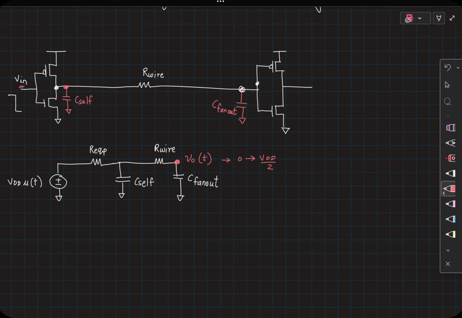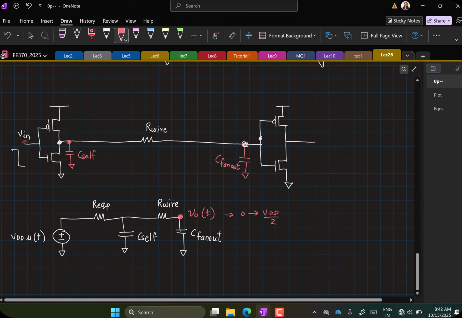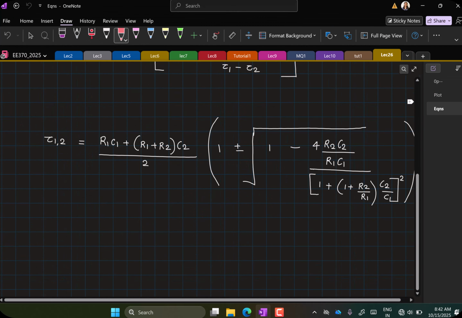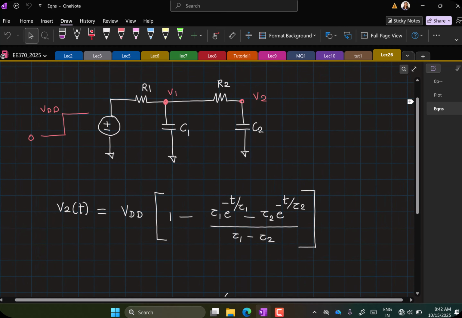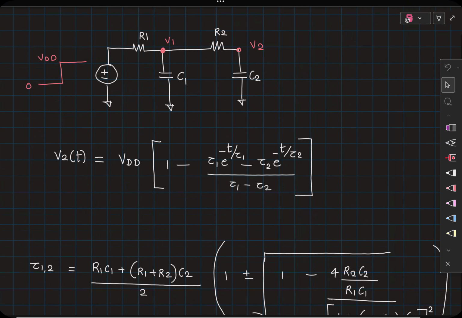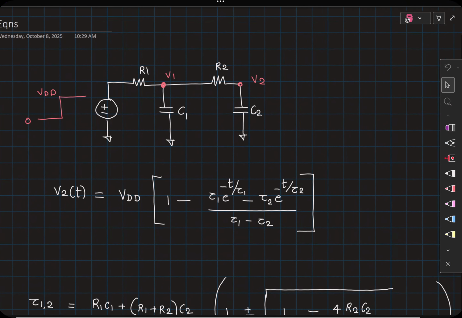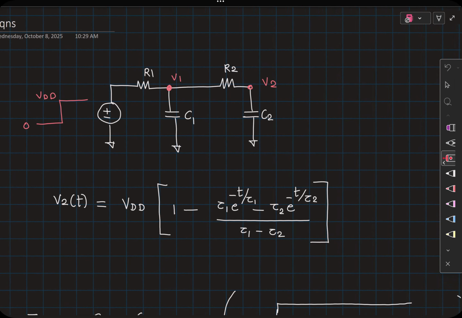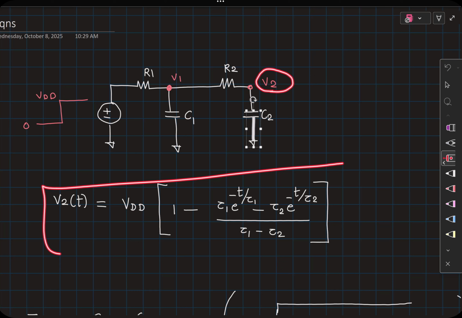Now this is no longer a first order RC circuit. This is now a second order RC circuit. For a second order RC circuit as shown here, I'm showing you the expressions for the output voltage. I've assumed a generic RC circuit with values R1, R2 and C1 and C2. The expression for V2 of t is given by this.